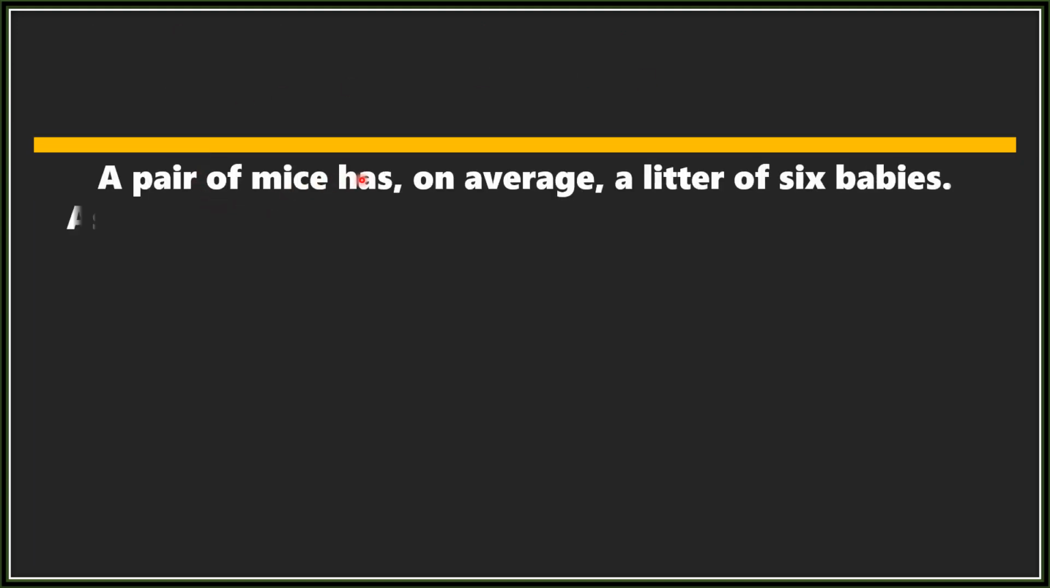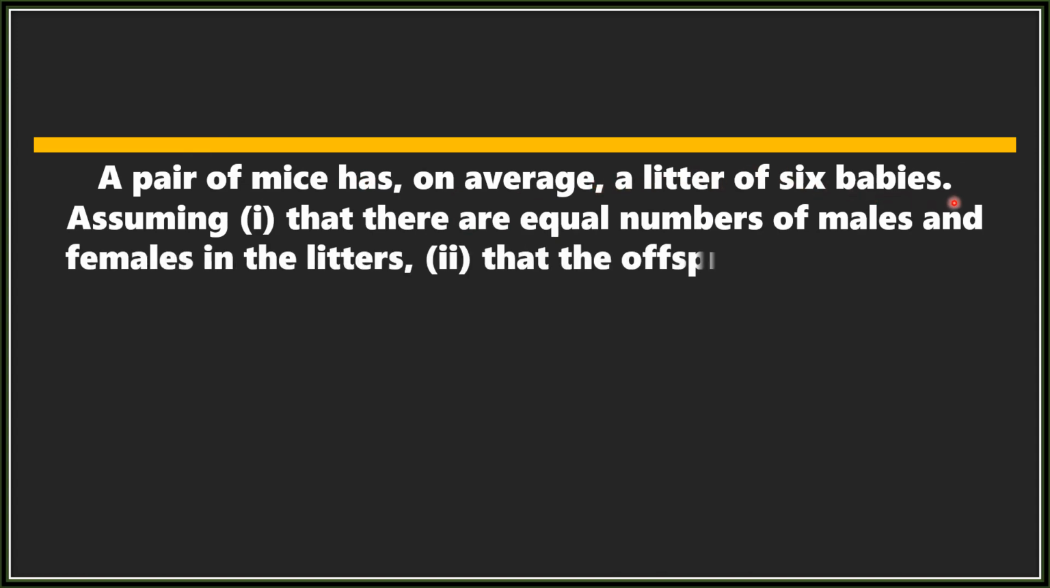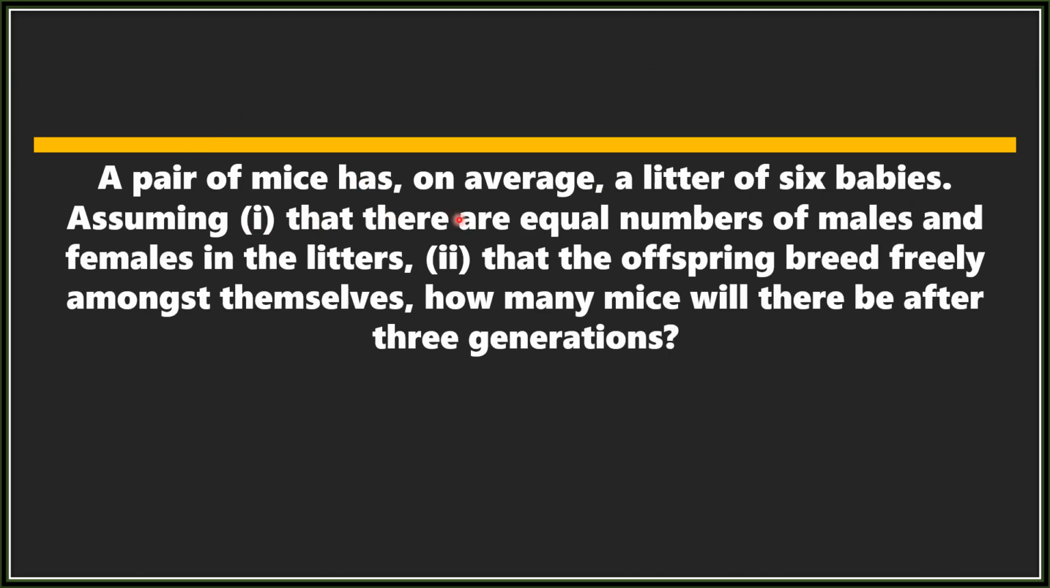A pair of mice has on average a litter of 6 babies. Assuming that there are equal numbers of males and females in a litter, that the offspring breed freely amongst themselves, how many mice will there be after 3 generations?